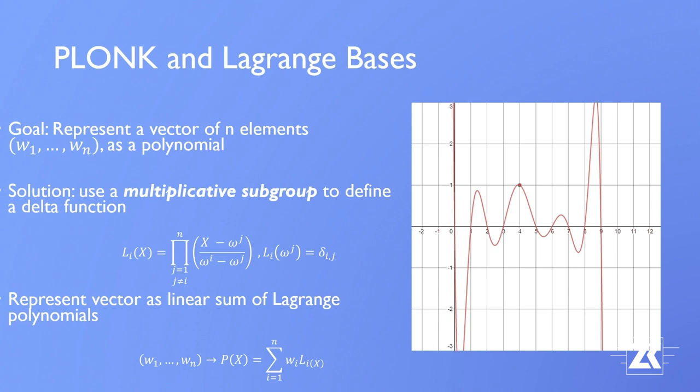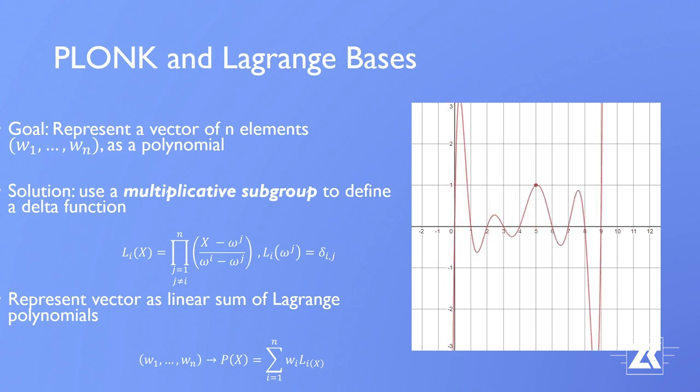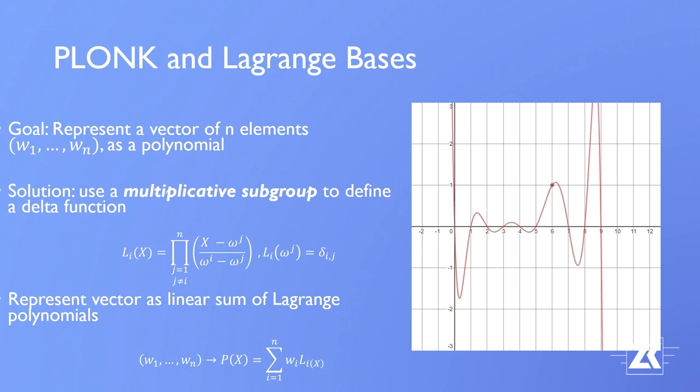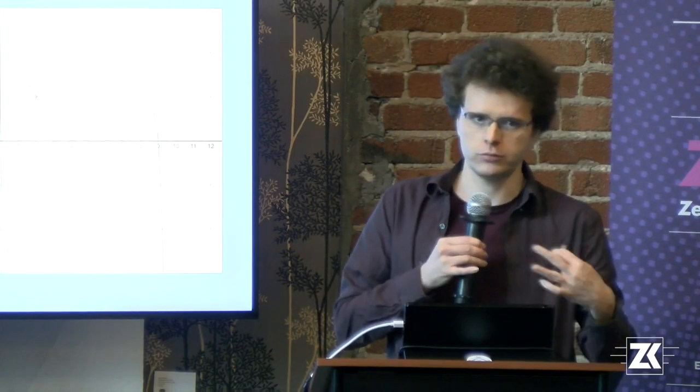And then you can create a polynomial that represents a vector by taking, for each vector element, that vector value multiplied by a specific Lagrange polynomial. A Lagrange polynomial is one of these polynomials where, when you evaluate it at all of the members of the subgroup, all of the roots of unity that you have, it's going to evaluate to zero, apart from one of the subgroup elements. So this animated GIF is trying to show that these are 10 Lagrange polynomials where each polynomial is only going to be one at one specific evaluation point on the x-axis. And then you take a linear sum of these to represent your vector.